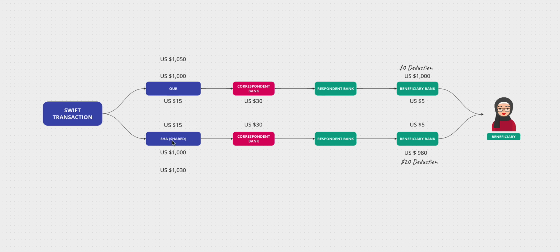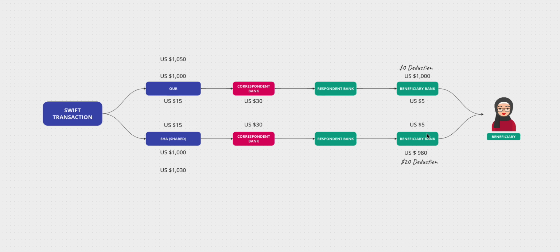When you choose SHA, which means shared cost, it means you will pay what your bank charges. You will split the cost of the correspondent bank, and the remaining will be paid by the beneficiary, by the charges that their bank may take, or the charges that the correspondent bank may charge. Half of that will be paid by the beneficiary.